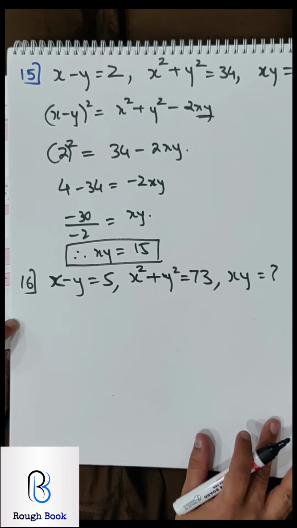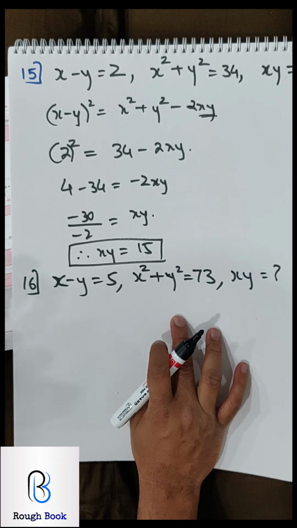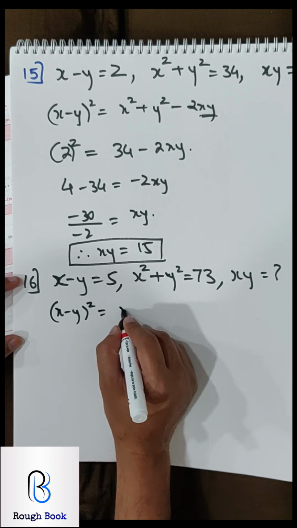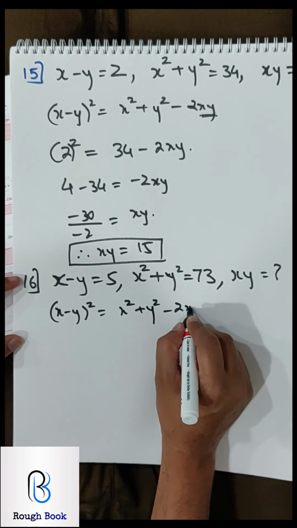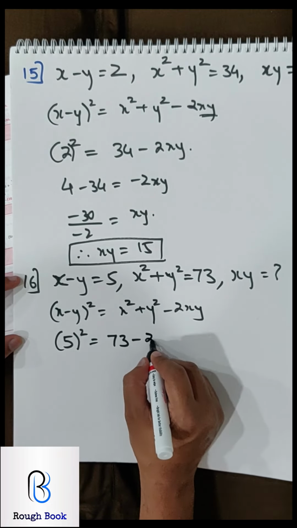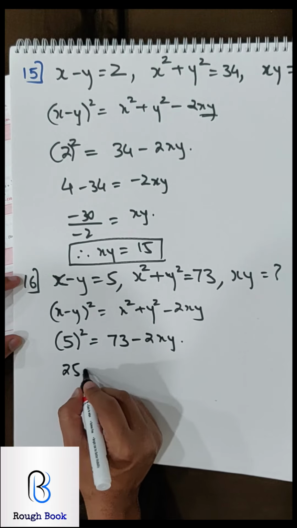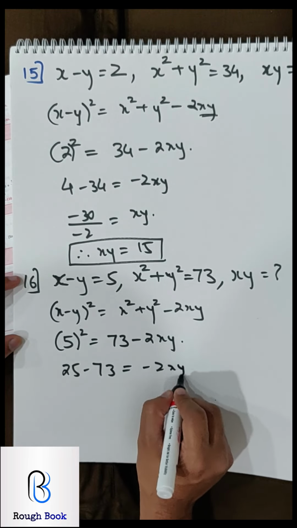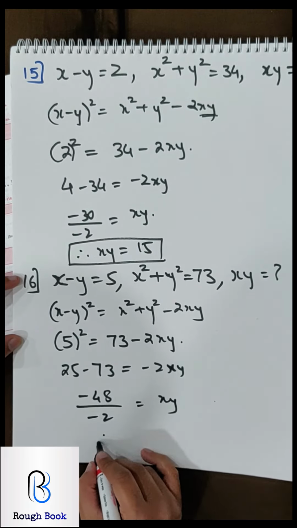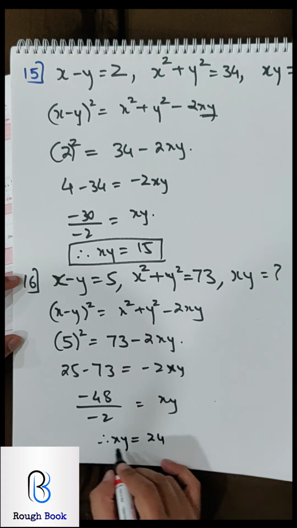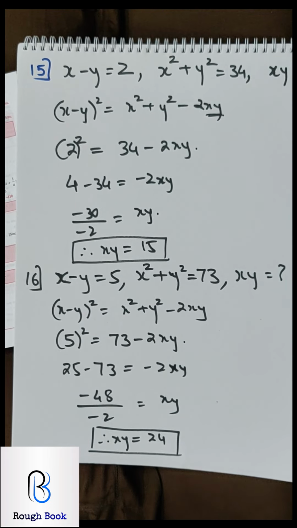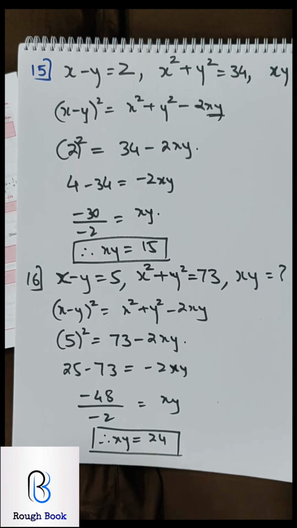So that is xy. Same type, nothing different, exactly same sum. Go ahead, same formula. So x minus y is 5, x square plus y square whatever is 73, 2 times xy. So minus 48 by 2. So therefore xy is 24. How many of you are managing to go ahead? Yeah, that's good. If you are able to do that, you will get most of the sums.